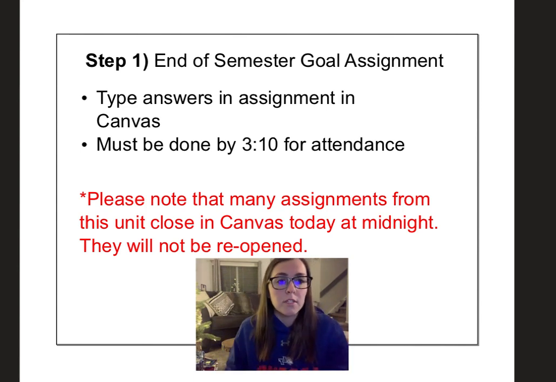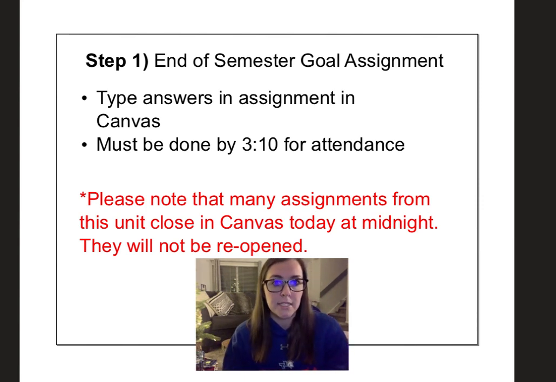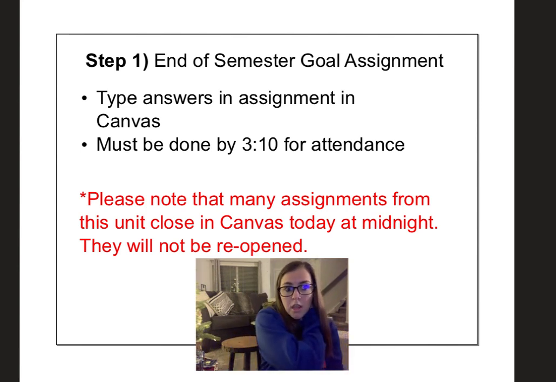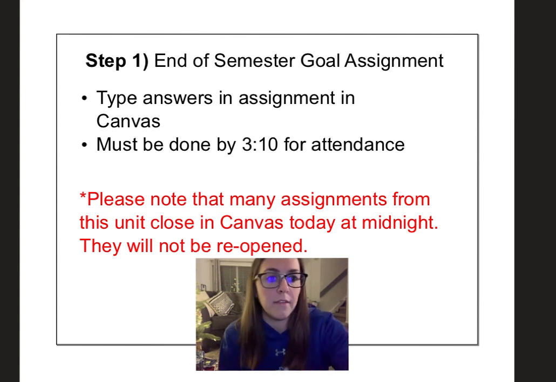This assignment, you will type your answers directly into Canvas. It must be done by 3:10 today, and this is how I take your attendance. So if you don't do it, not only are you losing the points, but you also will be marked absent today. Please note as well that many assignments from this unit, like the bonding discussion and the progress checks, close today at midnight. And I am not going to reopen them because we are starting finals week next week. So you need to complete any missing assignments through Canvas by today at midnight.